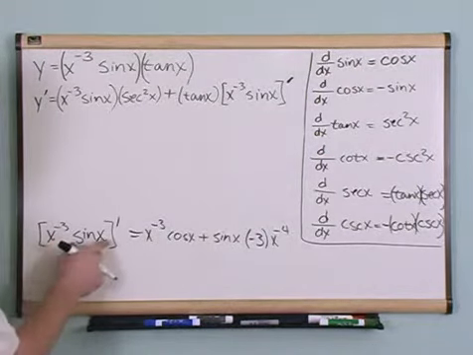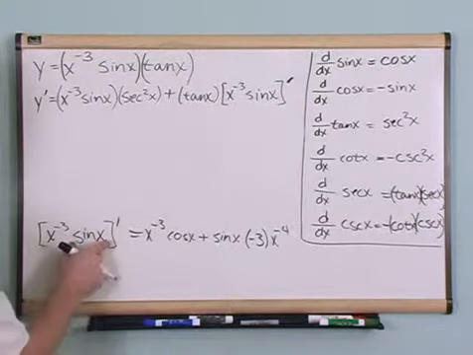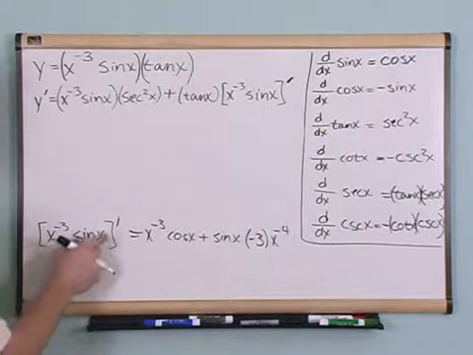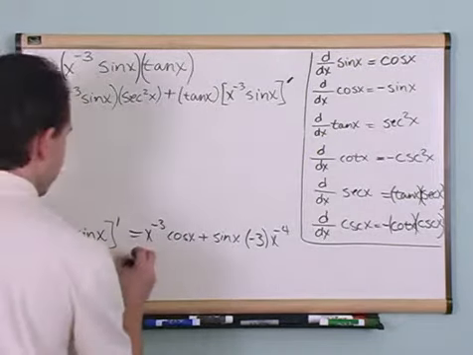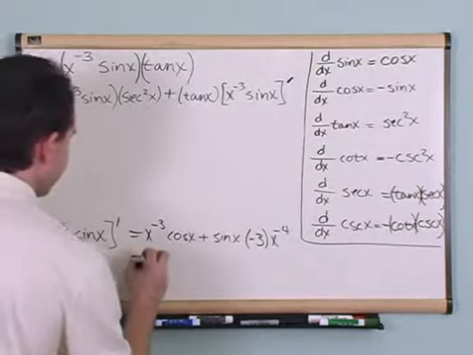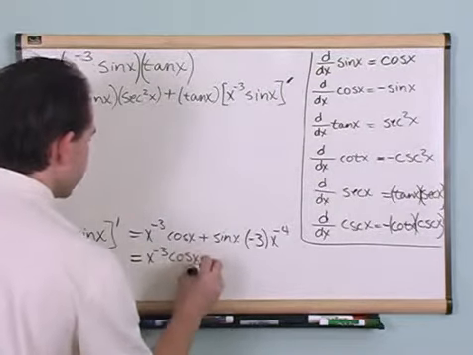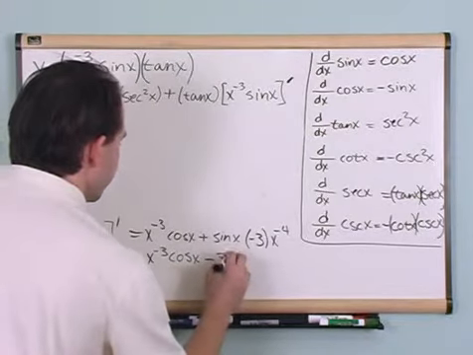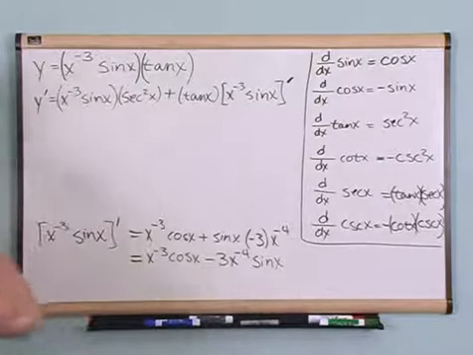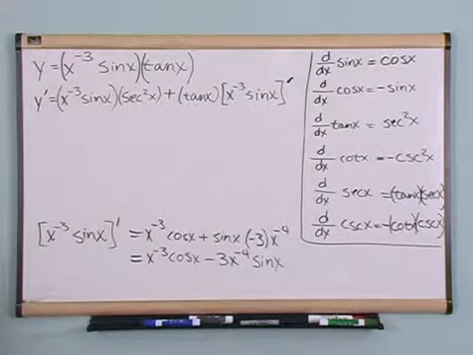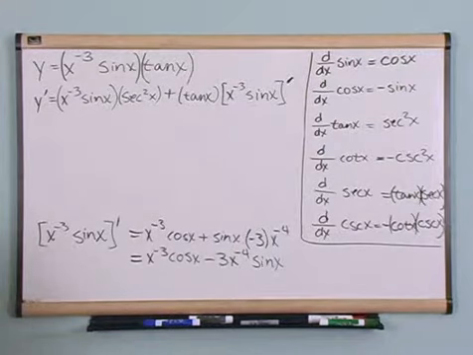So this times the derivative of sine will give you this, plus this times the derivative of this, which is what gives you that there. So in the end, this term will be x to the minus 3 times cosine of x minus 3x to the minus 4 times sine of x. Okay? Which will give you basically this term right down there.